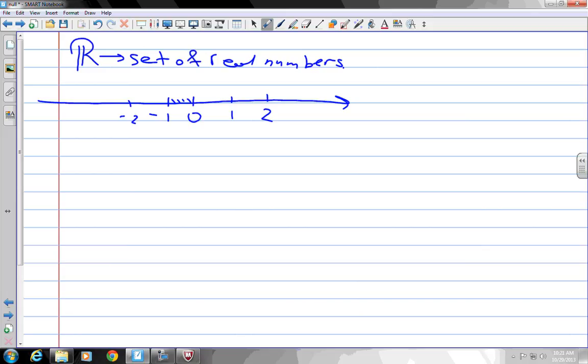But the way we dissected that, we had a set of natural numbers. We use the letter N like that to represent the set of natural numbers, and those are your counting numbers, 1, 2, 3, and so forth.